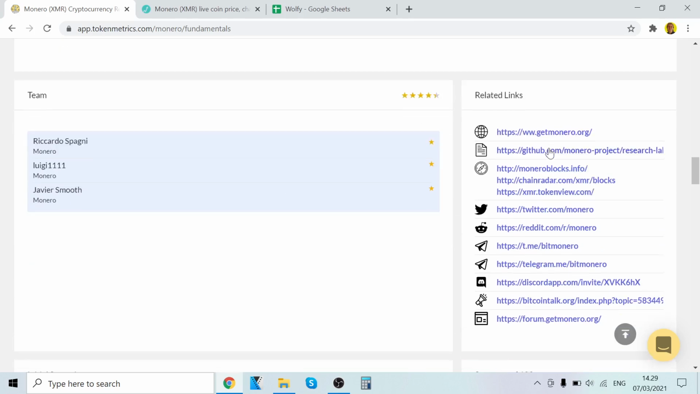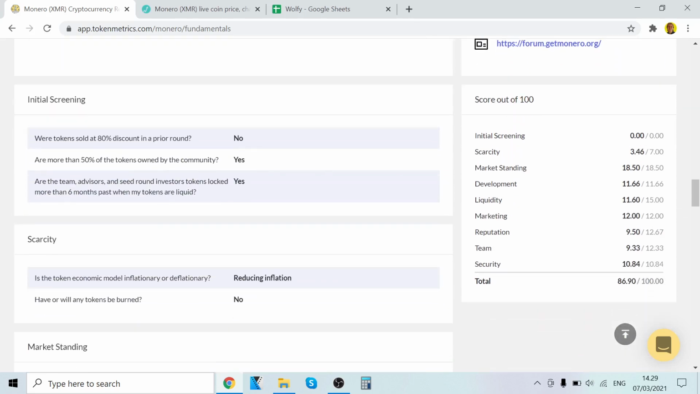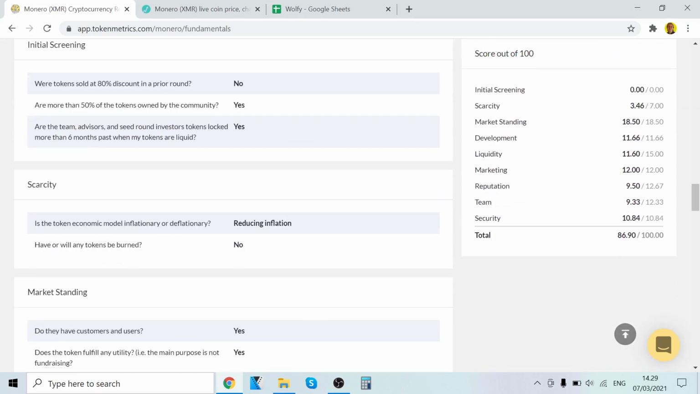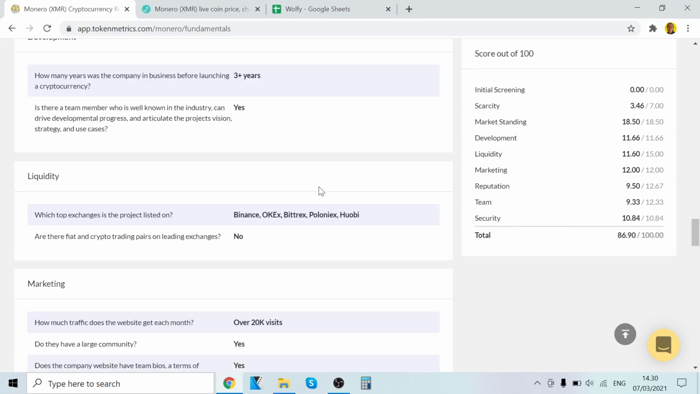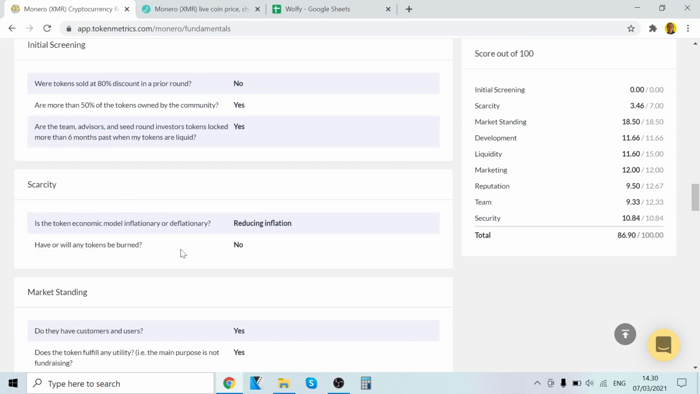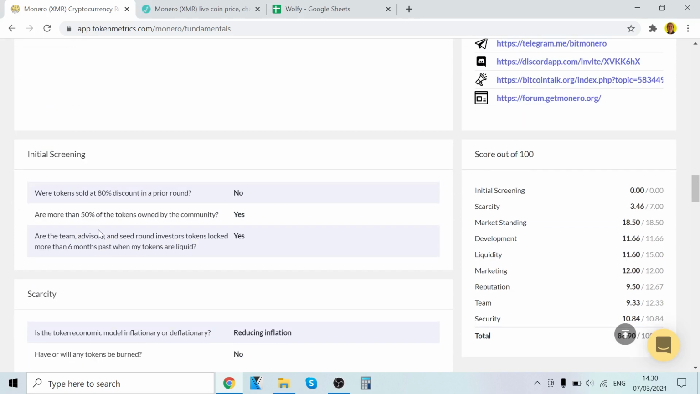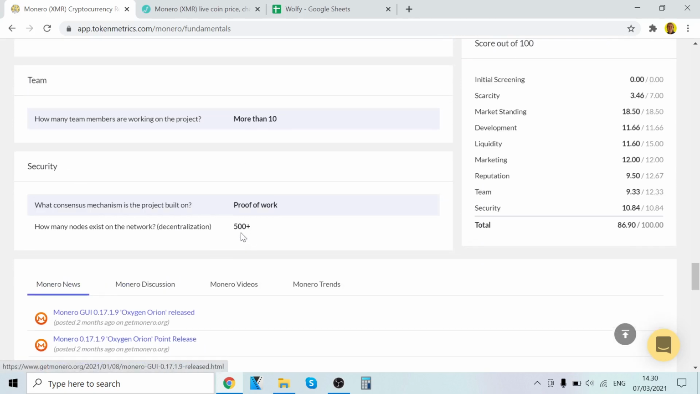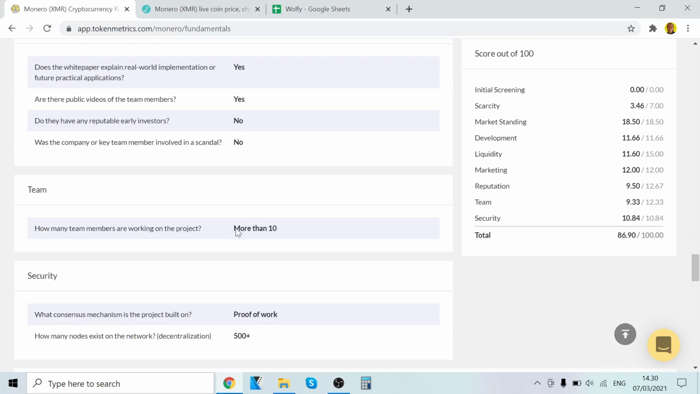You can come here and check out the team. You can check out the related links here. You can see how the scoring is done: scarcity, market standing, development, liquidity, marketing, reputation, team, and security. Okay, so security is very good. Team is very good, but not the best. Scarcity is very interesting, so you can see here what data points are being used for that. You can come here and check everything out, like how many nodes exist in the network, 500 plus, and how many team members are working on the project, more than 10.